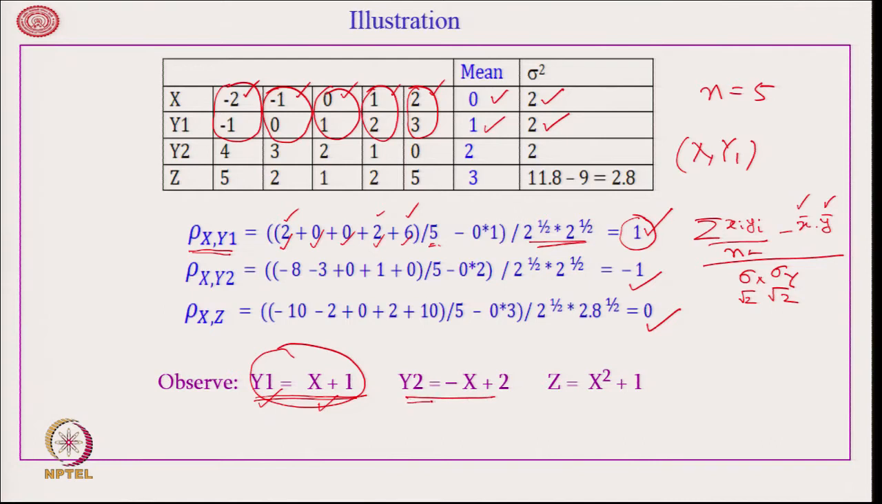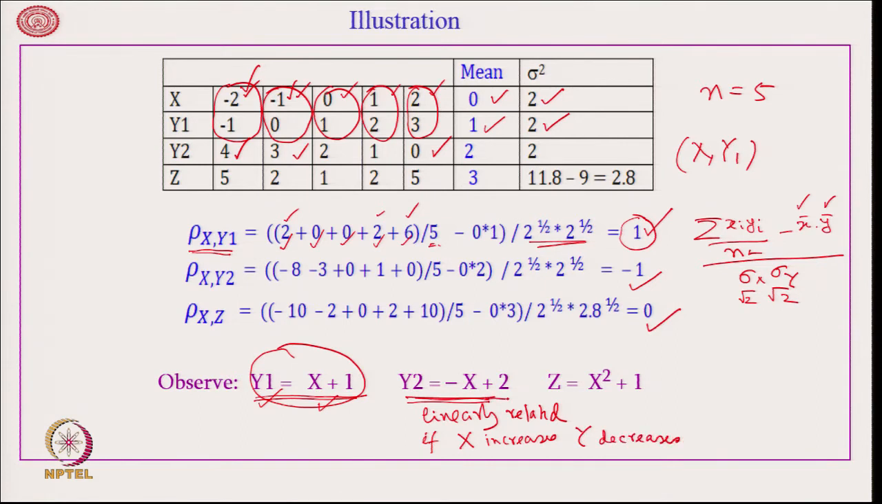On the other hand, if we consider y2, it is nothing but minus x plus 2. Therefore, for -2 it is coming out to be 4, for -1 it is coming out to be 3, and for 2 it is coming out to be 0. What is there in this data? Firstly, they are linear or linearly related, and secondly, if x increases, then y decreases.